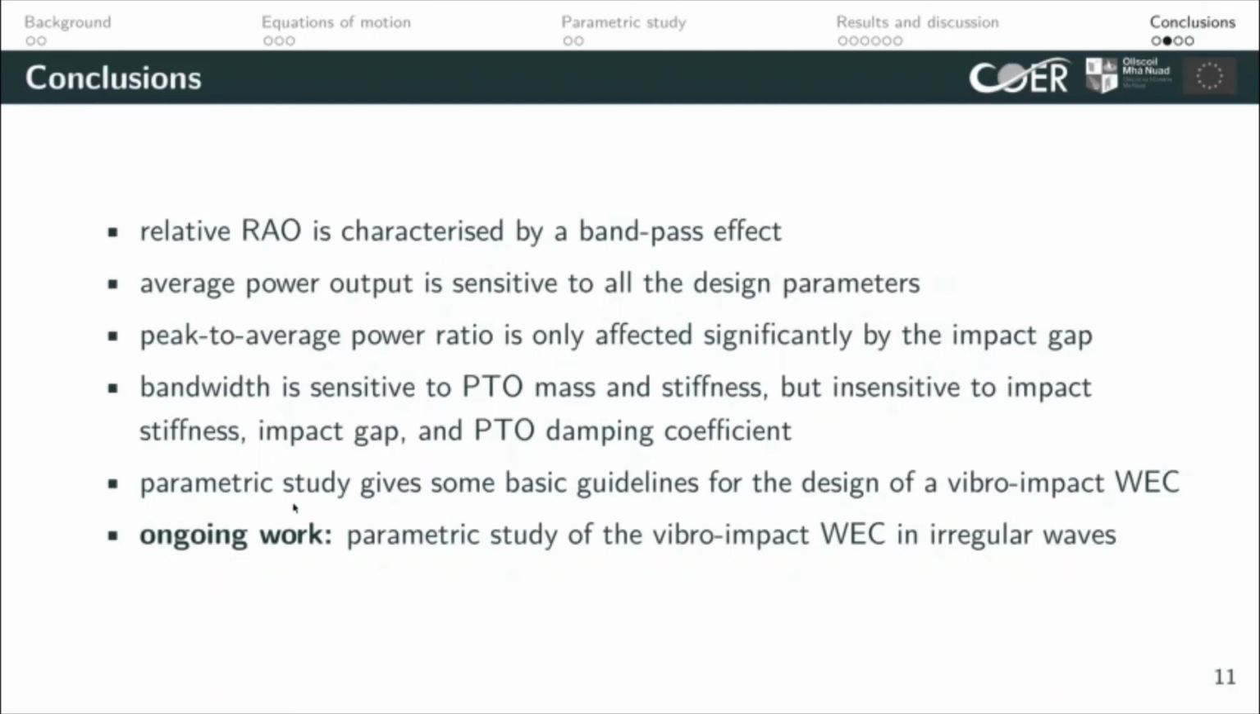This parametric study can give some basic guidelines for the design and optimization of the variable impact VAC. In this study, we only consider regular waves, and ongoing work focuses on the parametric study of the variable impact VAC in irregular waves.